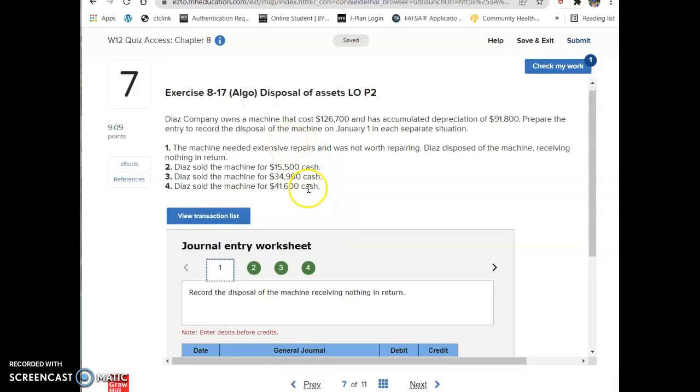So starting right off the first scenario, the machine needed extensive repairs and is not worth repairing, so they're disposing of it. Basically they're getting rid of this for no money.